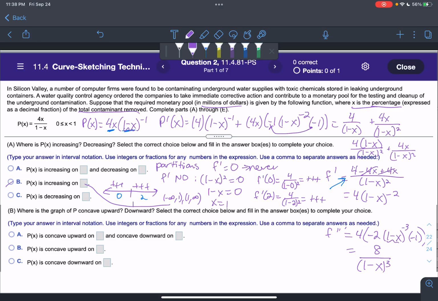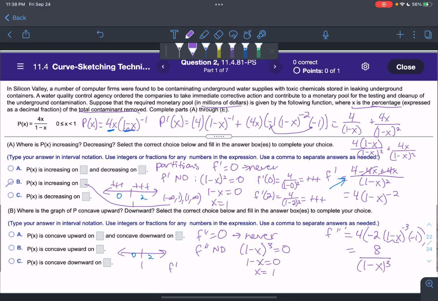Okay, so for this last part, or at least on this question, let's find the partition. So f prime equals 0. Again, never, right? Nothing will make my numerator equal to 0. f prime is not defined when 1 minus x cubed is equal to 0, and 1 minus x equals 0, so x equals 1 again. Let's put it on my sign chart. Test 0 and 2, pretty reliable.